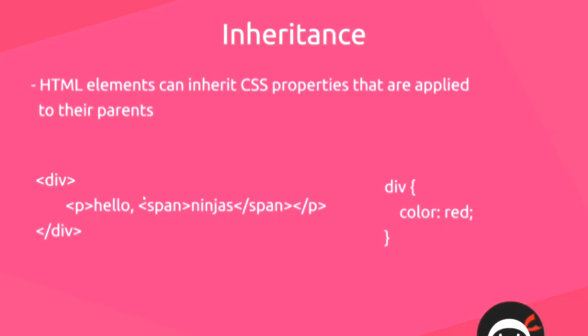Things like margin, padding and background styles and borders, they are not inherited. It's mainly font and text styles or colours that are inherited. So let's have a quick look now at some examples.